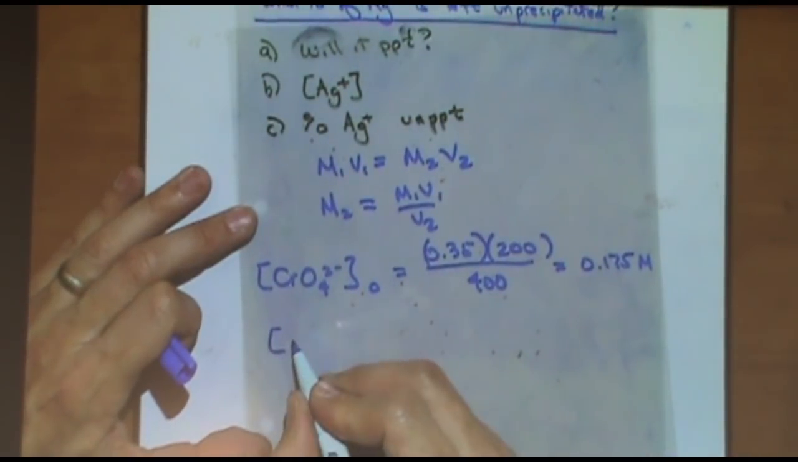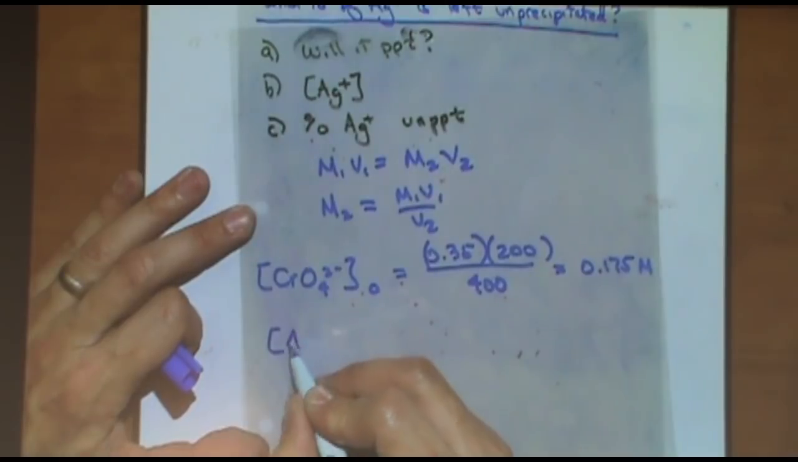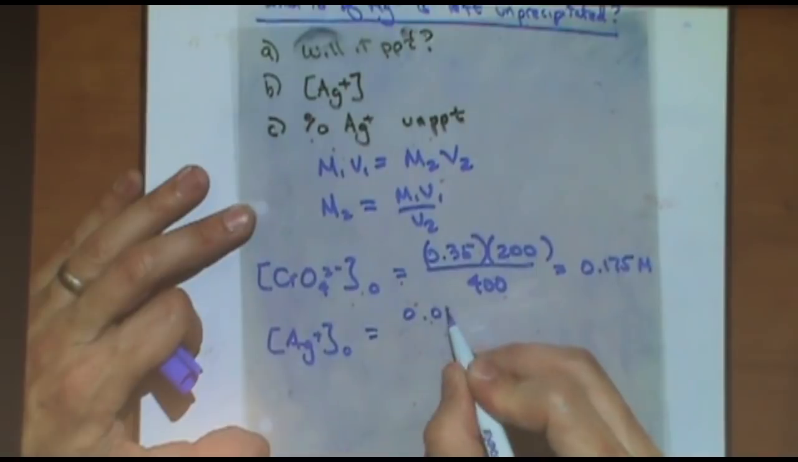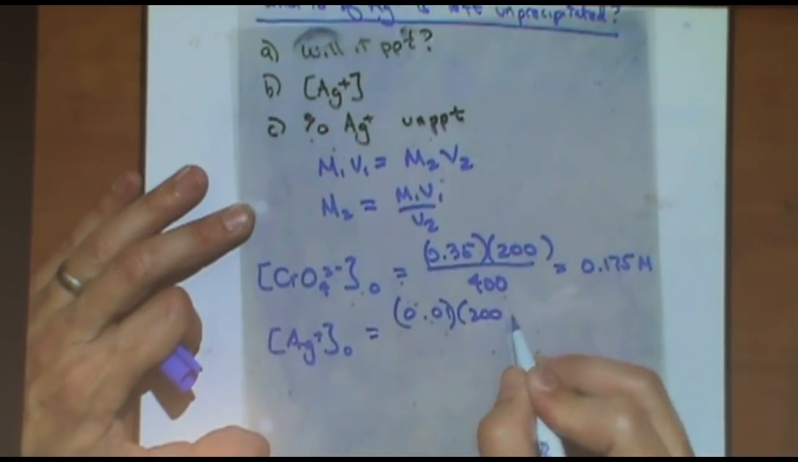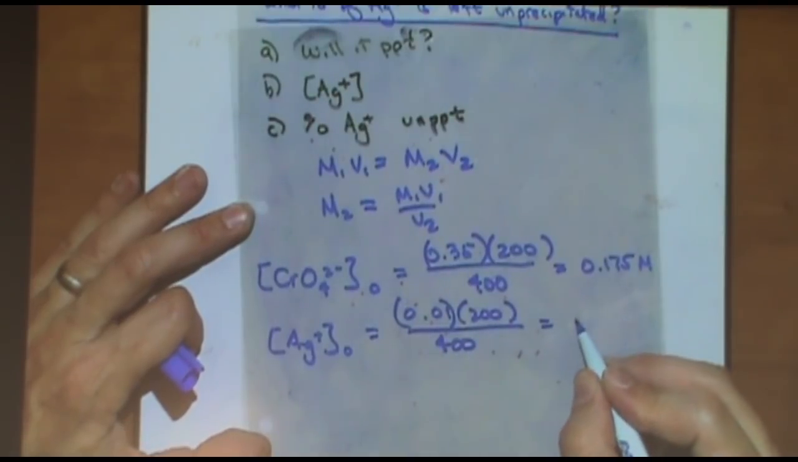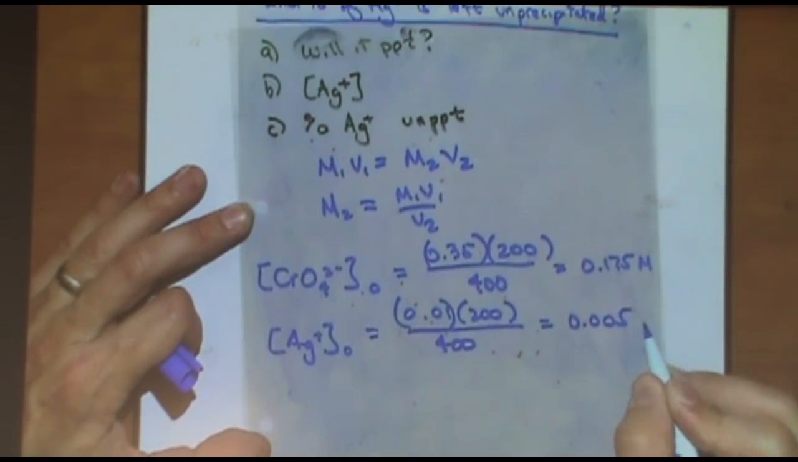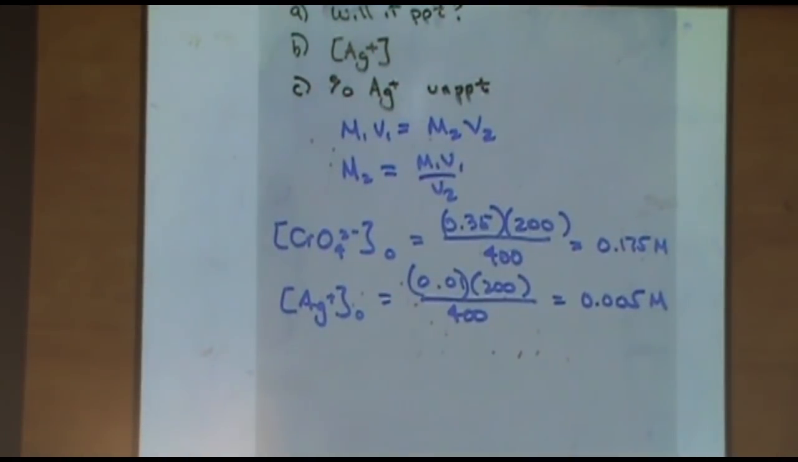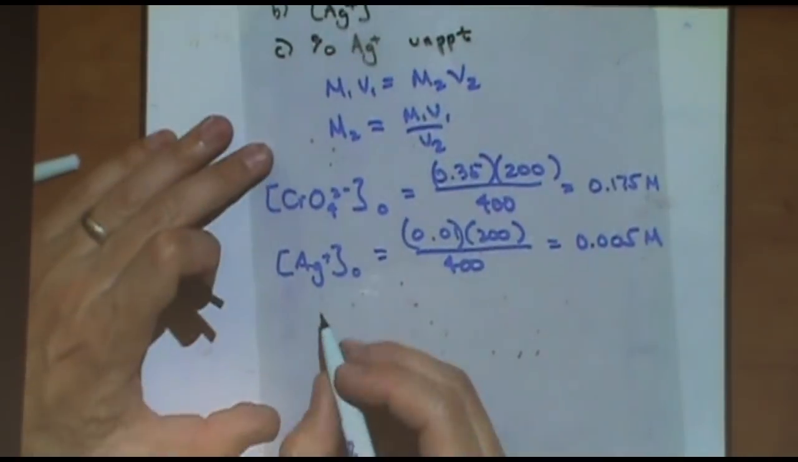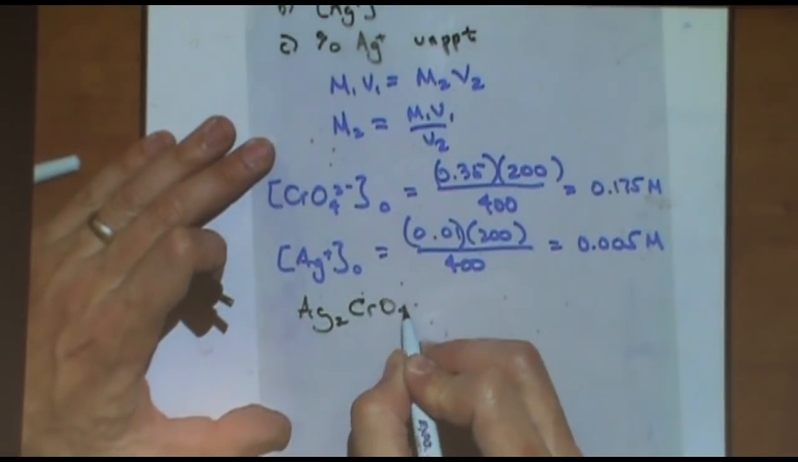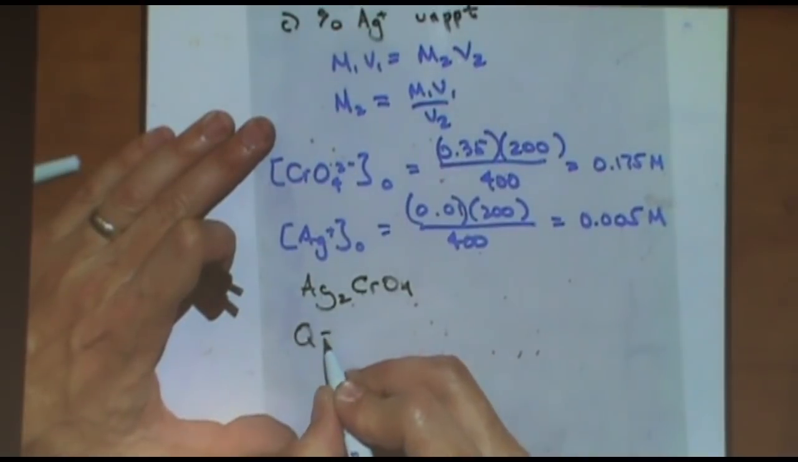And then the concentration of the silver, this is going to be 0.01 times its volume before mixing, and then a volume after mixing, 400. And that's just half of that, 0.005 molar. Okay, so I needed to use the dilution formula because two things are being mixed. Now I can go to Q. This is going to be for silver chromate. So make sure you can write the Q expression.